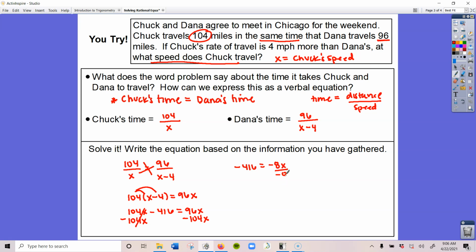Divide by negative 8, and we get that x is equal to 52. So this is Chuck's speed. So remember our units, everything here was given in miles per hour. So this is miles per hour. Let's look at one more.